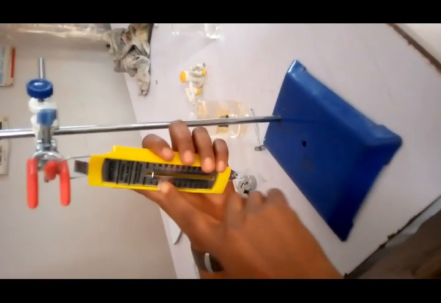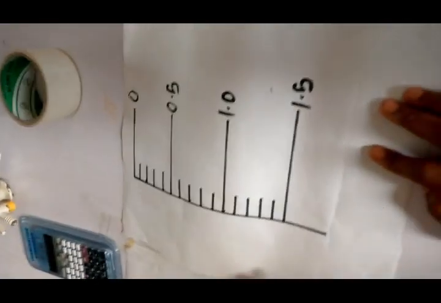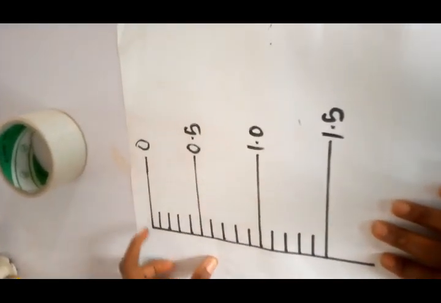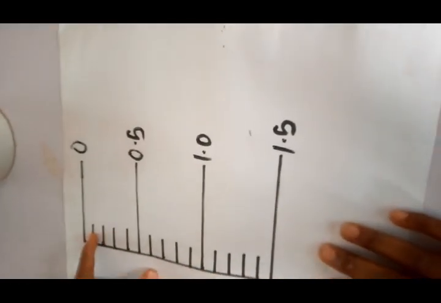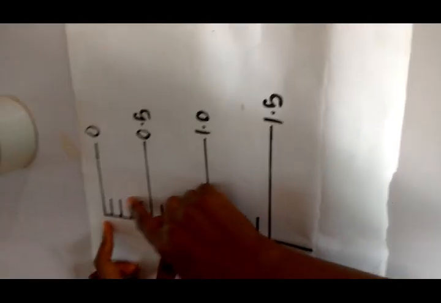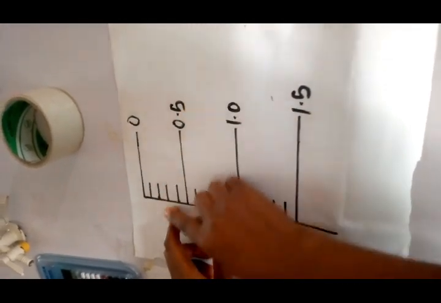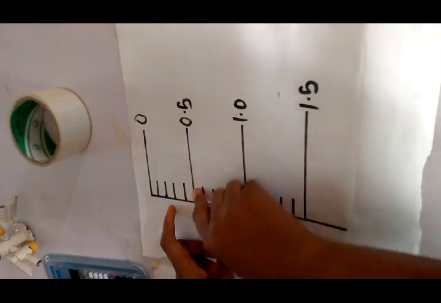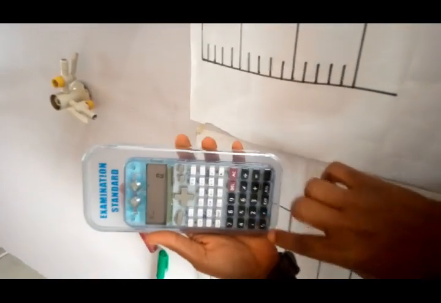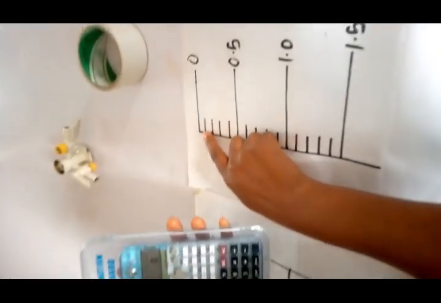So let's quickly talk about how to find the smaller divisions. This is how my spring balance scale looks. I have 0, then in between 0 and 0.5, I have 1, 2, 3, 4 smaller divisions. Do you understand? If I want to get the value of each of these smaller divisions, I will just say this 0.5 divided by 5. So I'll point my calculator now to get the answer. 0.5 divided by 5. Don't forget I started from here: 1. You're not going to count 0.